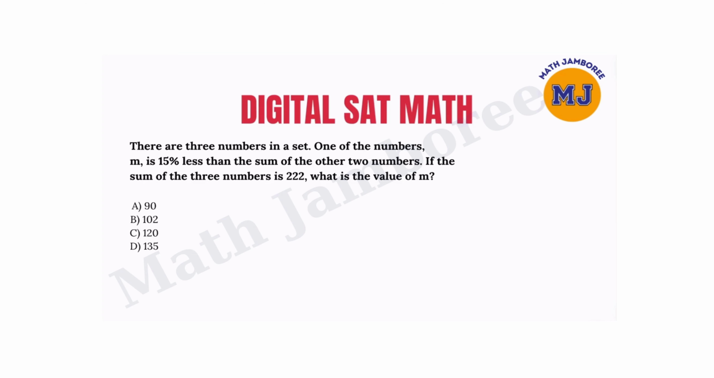There are three numbers in a set. One of the numbers, m, is 15% less than the sum of the other two numbers. If the sum of the three numbers is 222, what is the value of m?